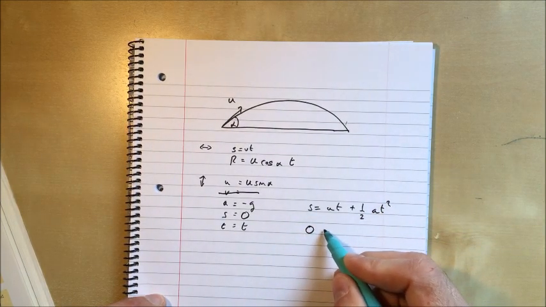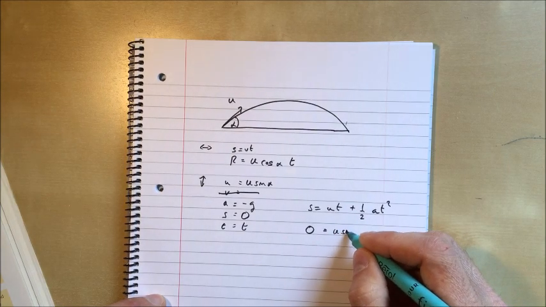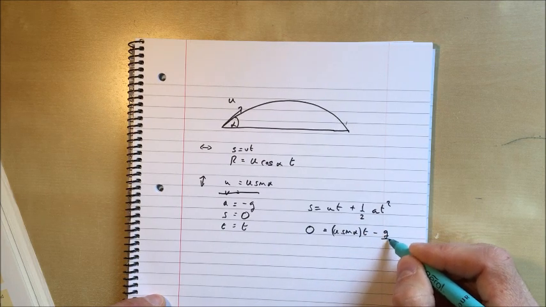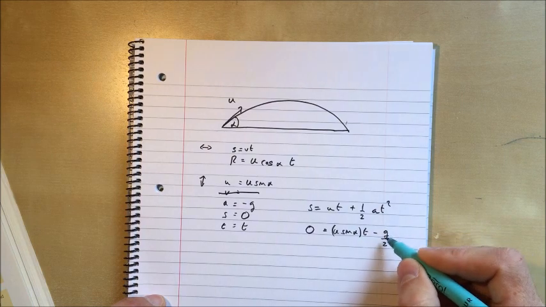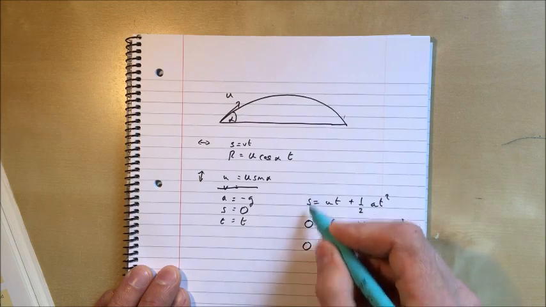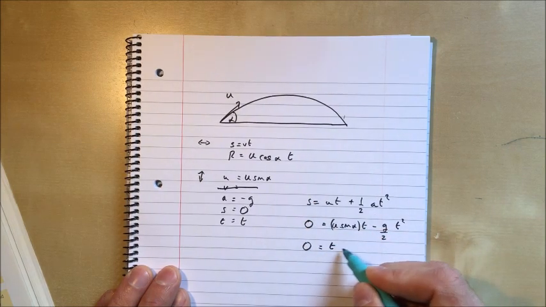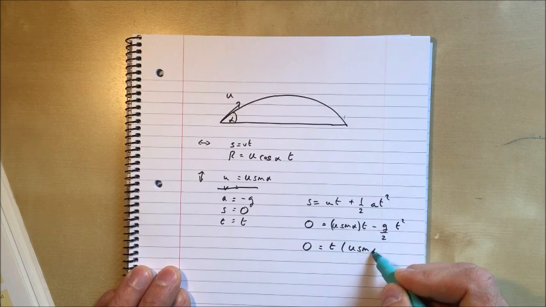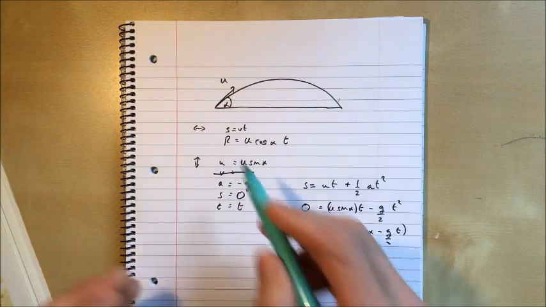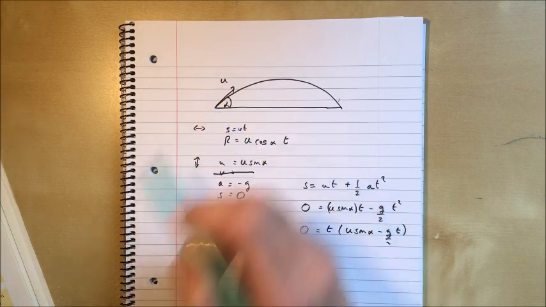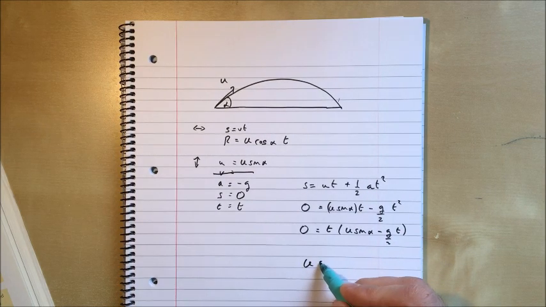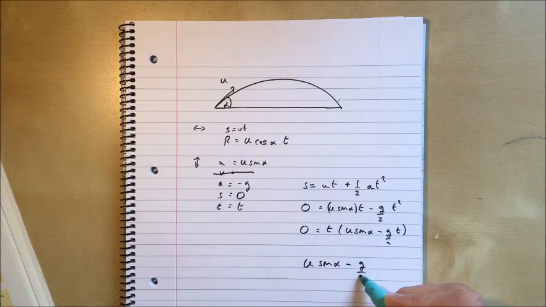So s equals 0, u sine alpha times t minus g over 2, that's plus a half a, which is minus g over 2 because g is negative, times t squared. So 0 displacement when? Well, let's factorise out the t. When t equals 0, well, of course, there's 0 displacement when t equals 0, because when we started the clock, we're sitting on the ground. And the other 0 displacement is when this equals 0. So u sine alpha minus g over 2 times t equals 0.